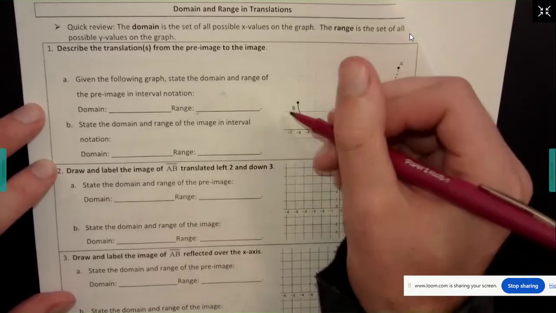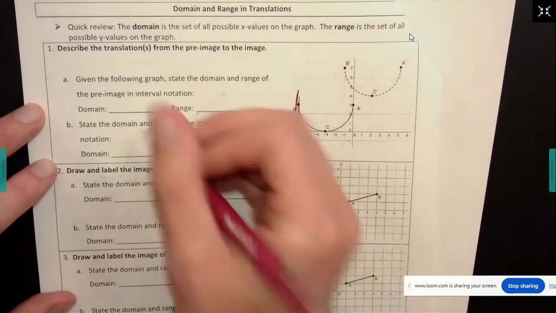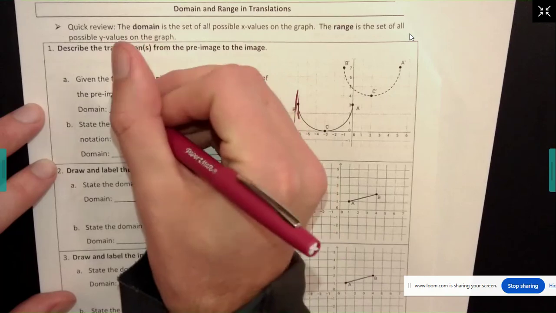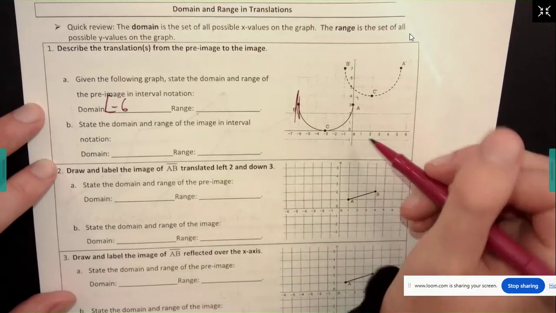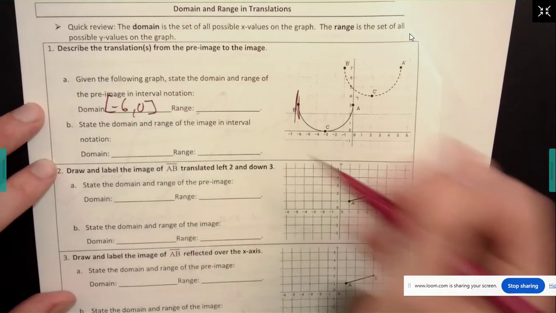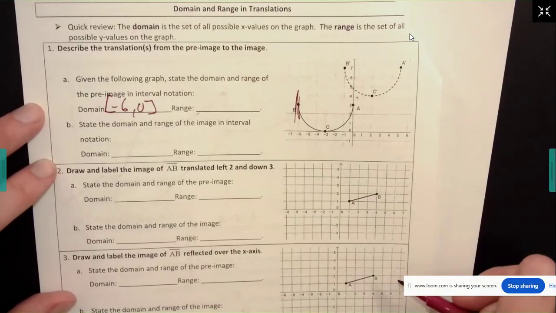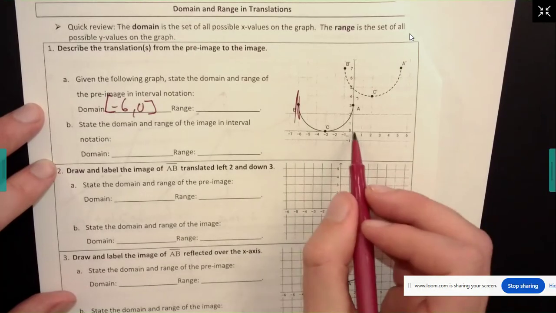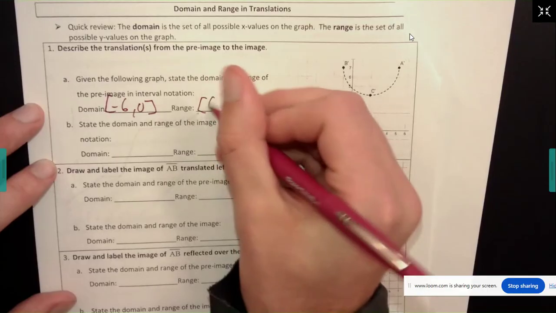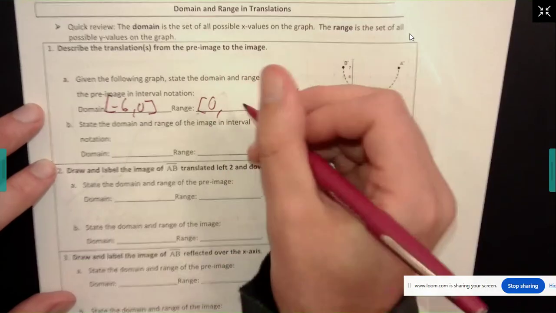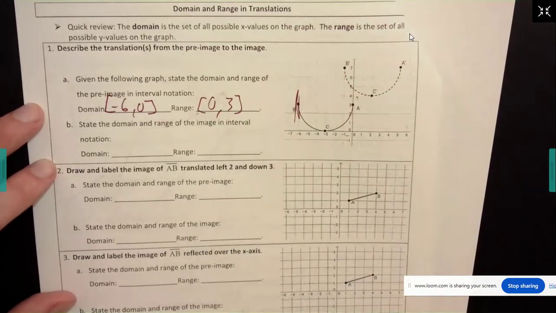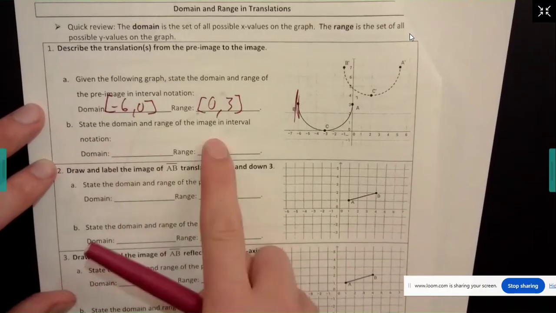What's the furthest left it goes? -6. What's the furthest right it goes? 0. Let's talk about the range. What's the lowest y value? Well, it's 0. What's the highest y value? 3.